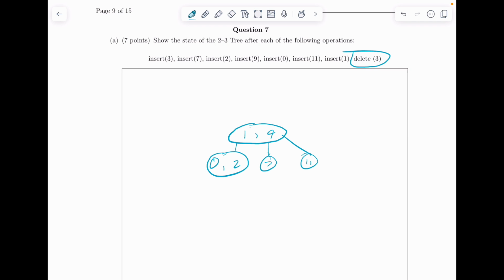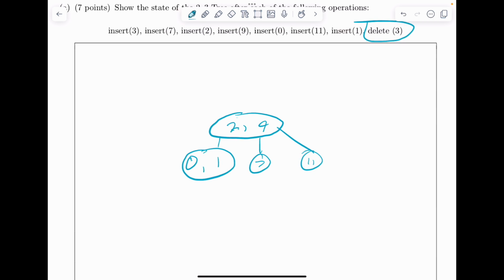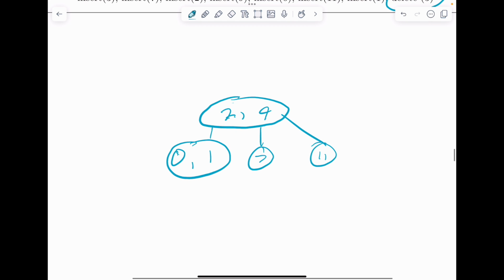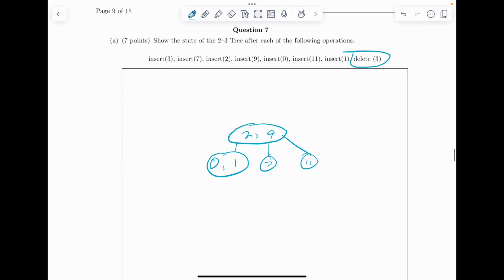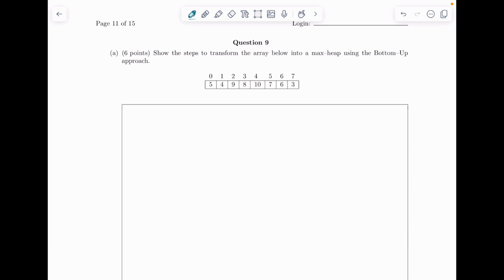Okay, hang on. Quick amendum. This isn't totally balanced. What we need to do is swap the 2 and the 1. So that's a 1, that's a 2. And now it is balanced because when you read it from left to right, it's in order. 0, 1, 2, 7, 9, 11. So now this is the fully balanced 2-3 tree after doing all these operations.